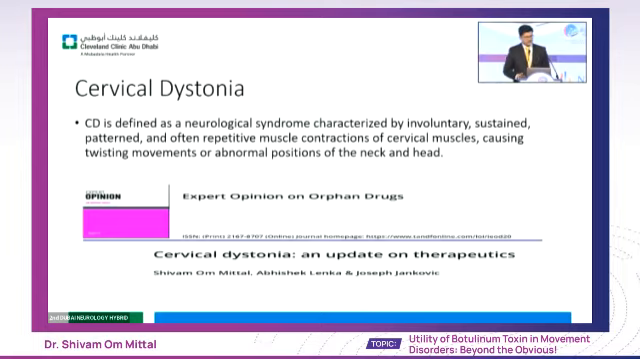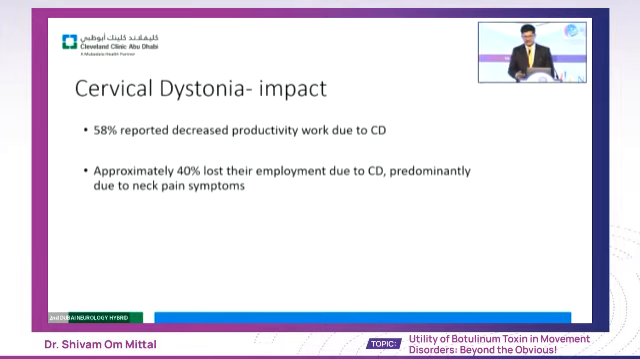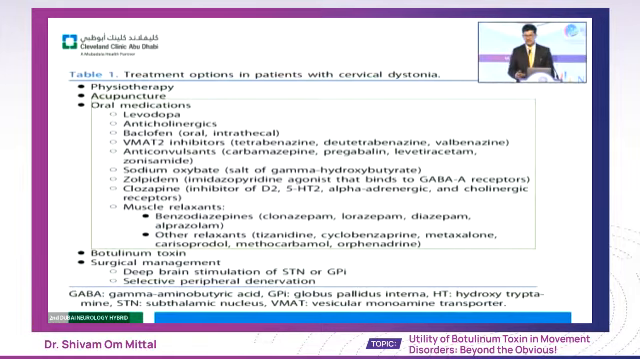Now, this is cervical dystonia. This is a very common condition. This is, I would say, the second most common condition that I would see in my Botox clinic after hemifacial spasm. This is the symptom of, again, a focal dystonia where we can see there's a twisting and turning of the neck towards one direction.